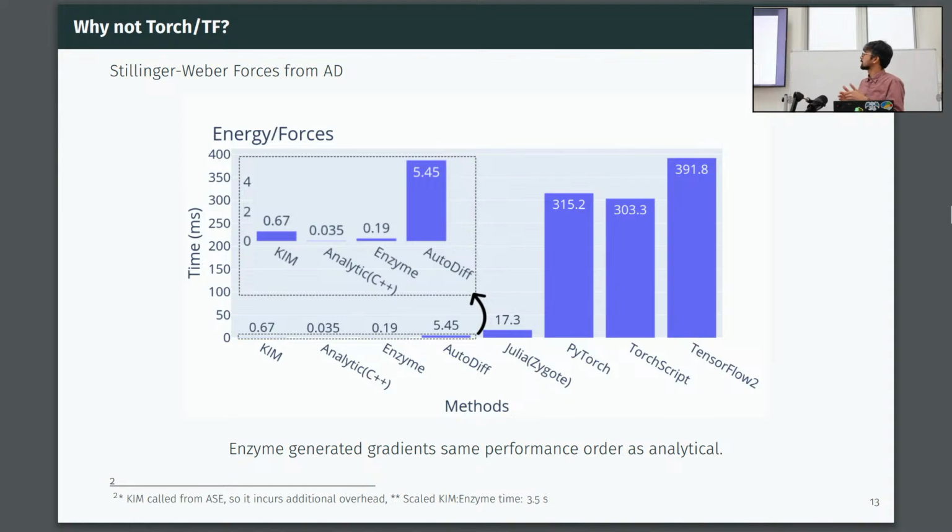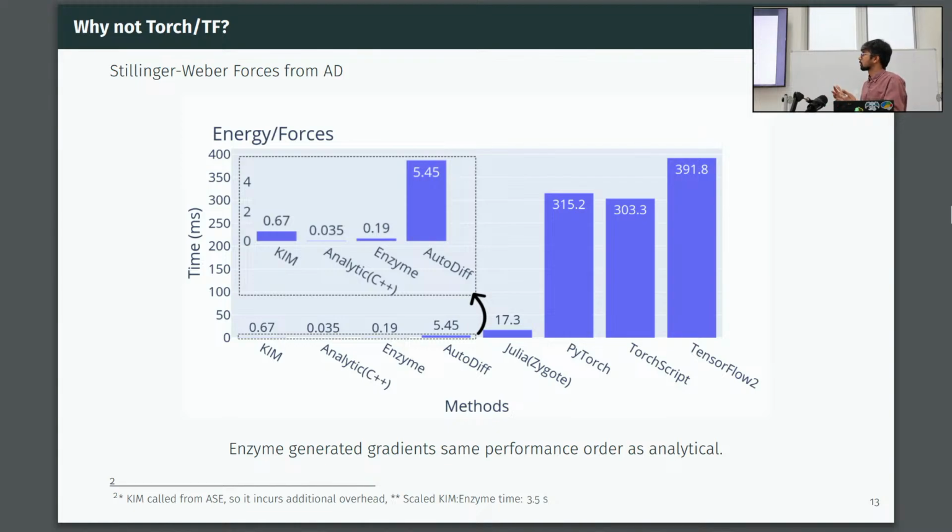So we implemented a simple Stillinger-Weber model in different automatic differentiation frameworks, and we tried to calculate its energy and forces. Why? Because most of your frameworks such as PyTorch and TensorFlow are really efficient in doing linear algebra or those kinds of operations.